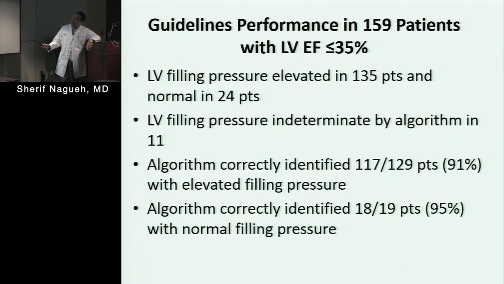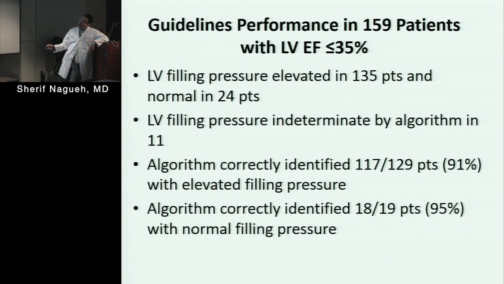Now, a particularly interesting group of patients are those with EF less than 35%. Why interesting group of patients? Because some studies have been published questioning the use of Doppler methodology in general in this group of individuals. So in this series of patients, we had 159 patients.